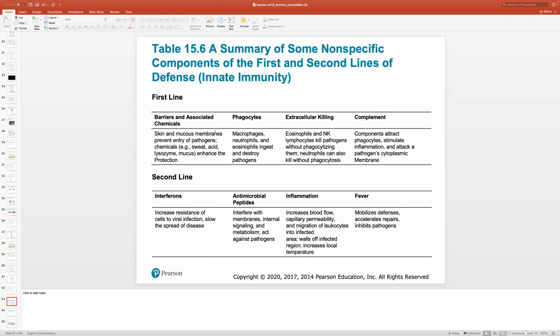So we're back here to the table where we started, talking about the first line and the second line of defense. This is a really good summary. The complement kind of bridges both of these. And you'll see the barriers and associated chemicals, the phagocytes, the extracellular killing that are all part of the first line. Complement bridges first line, second line, as well as adaptive. And then the second line: the interferons, the antimicrobial peptides, inflammation, and fever.